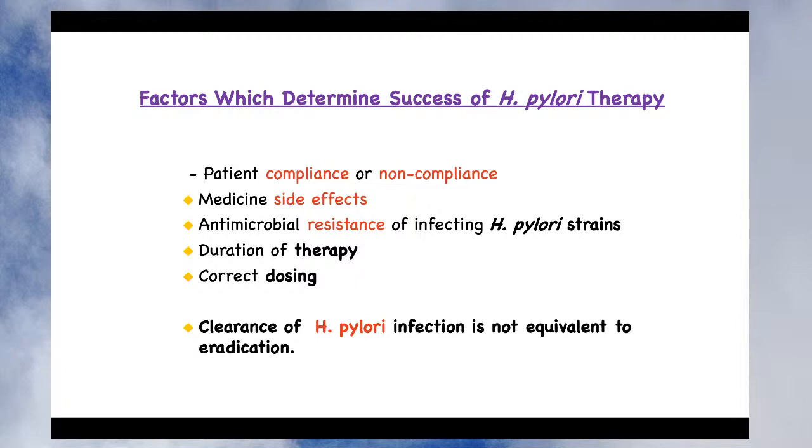So you should give the correct dosing of the drug in the pharmacotherapy, and for the complete duration with correct dosing. In spite of that, the clearance of H. pylori infection is not equivalent to eradication. This is very interesting: sometimes when you give this combination of antibiotics and do the culture test, the culture test is negative, it shows that the H. pylori infection is cleared out. But remember, clearance of H. pylori infection is not equivalent to eradication. What it means is that the resistant form of H. pylori bacteria sometimes is present in another form, like the spore form, which is present in your stomach.